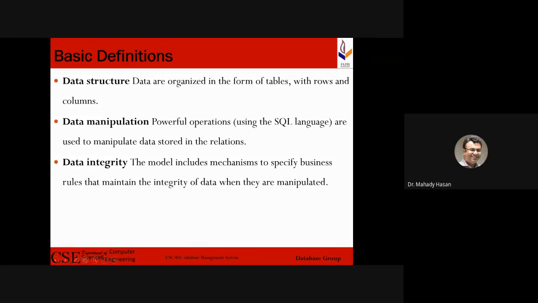When we do data manipulation, we use SQL, structured query language, to manipulate the data. We will see SQL after midterm. And data integrity is a very important concept, and this is the place from where we will learn more about data integrity. One thing has already been shown to you: when we are drawing the ER diagram, we define something as primary key. Remember that? Primary key.